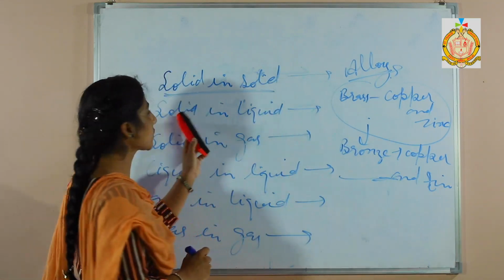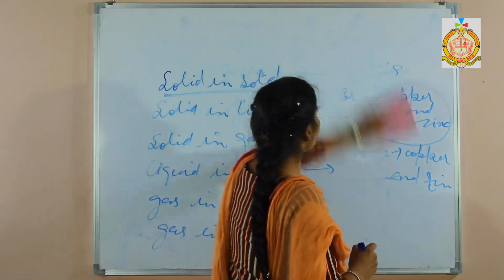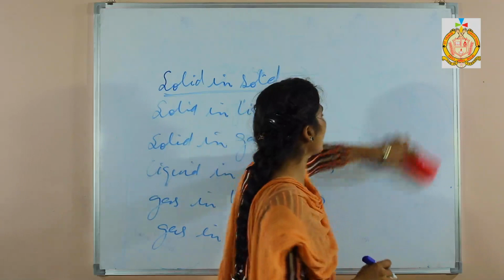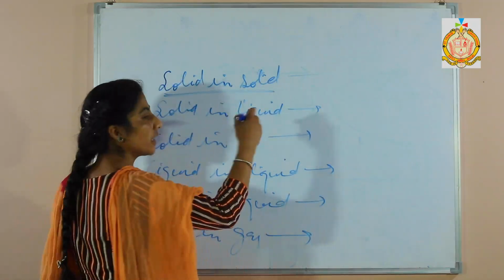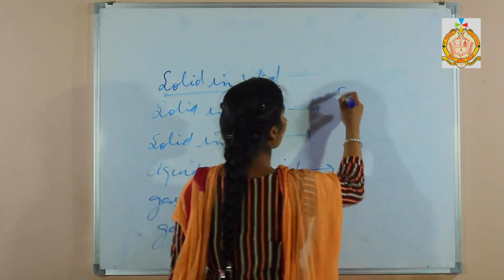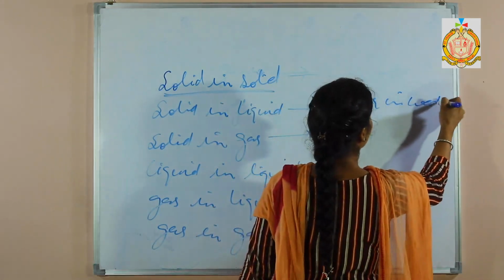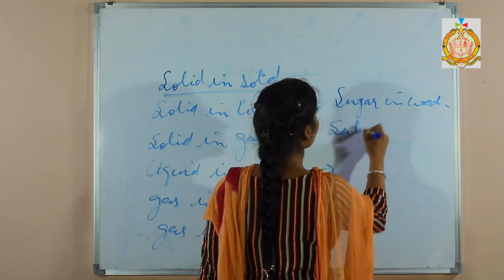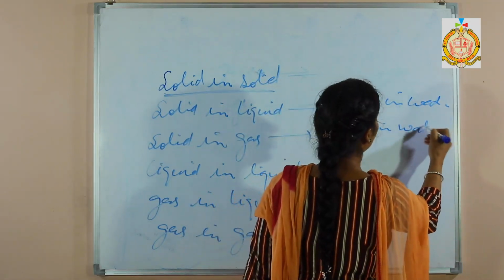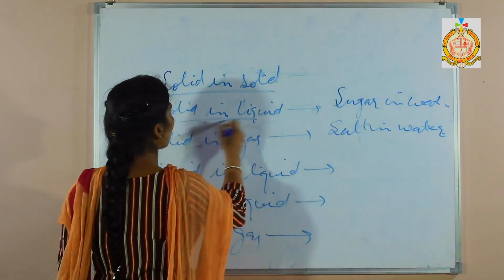Now the example of solid in liquid. Sugar in water is an example of a solid in liquid mixture, and it is also a homogeneous mixture. Similarly, salt in water is also a homogeneous mixture of solid in liquid.